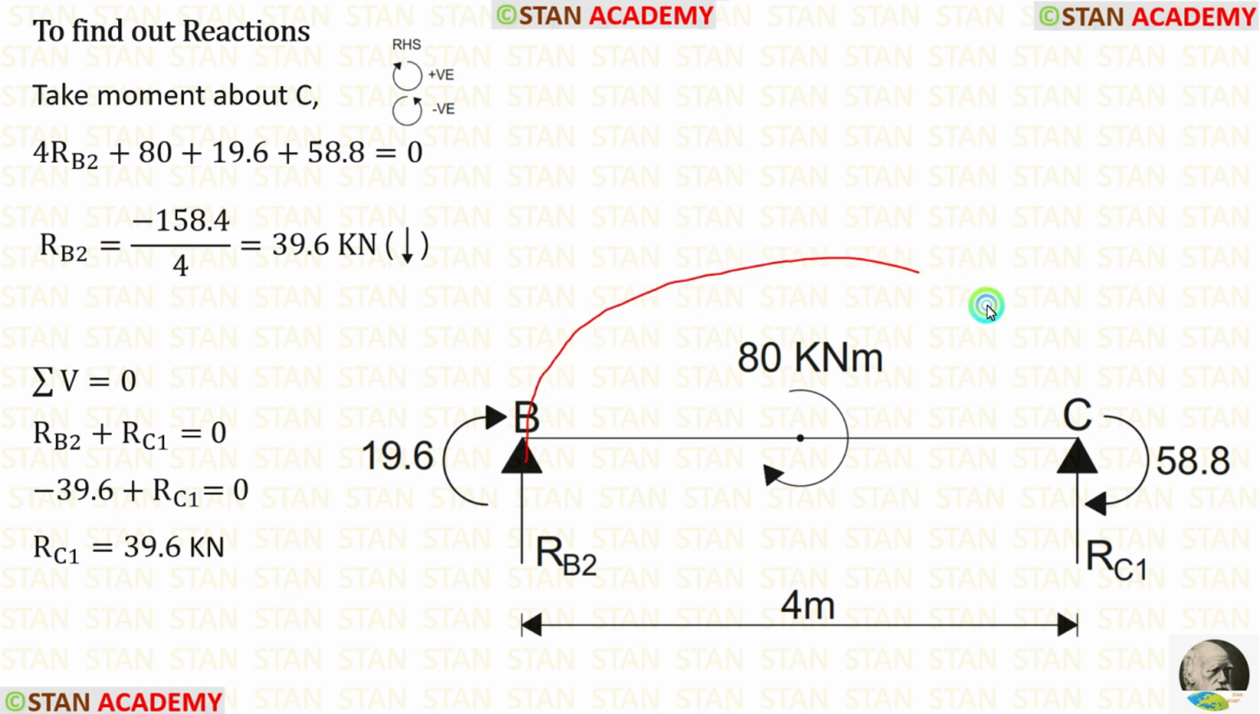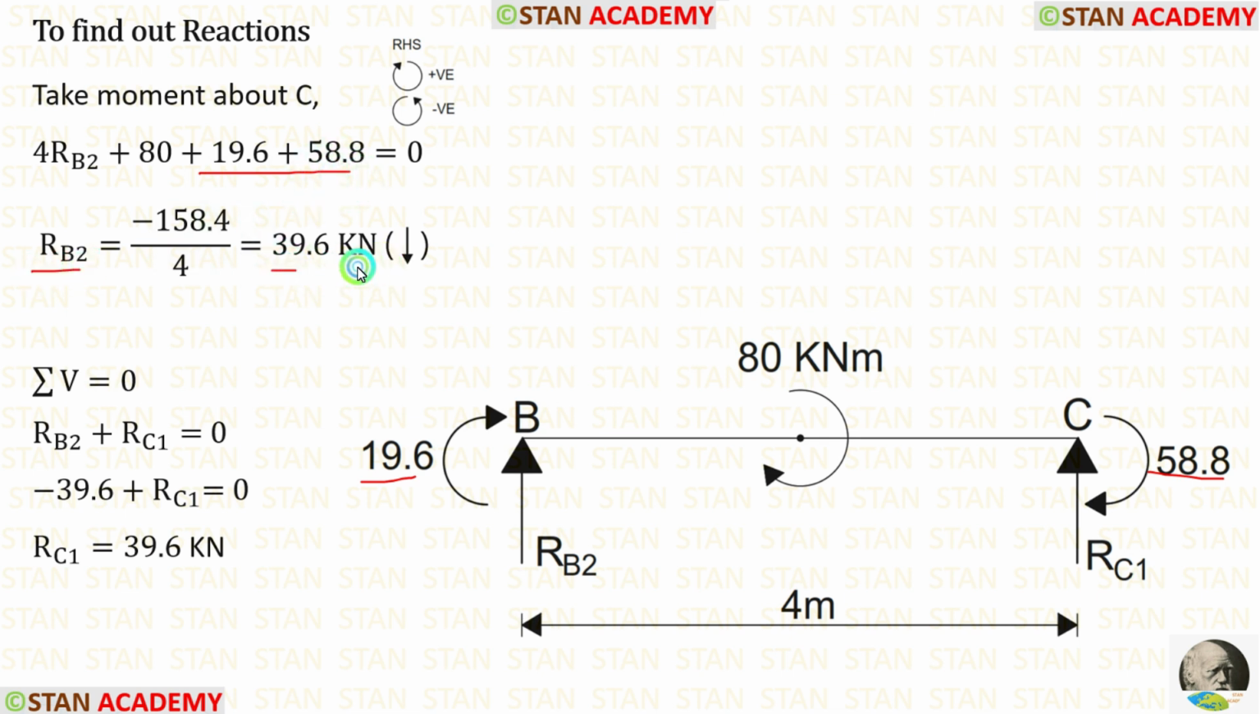RB2 is acting towards the point C in the clockwise direction, so it will be positive and the distance is 4 meter. For RB2, the concentrated moment is acting in the clockwise direction, so it will be positive. Then we have two end moments, 19.6 and 58.8. Both of them are acting in the clockwise direction, so both of them are positive.